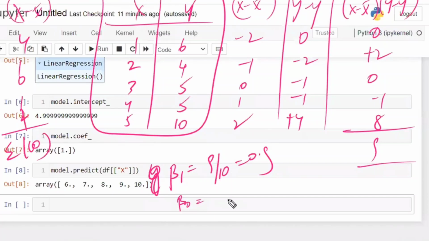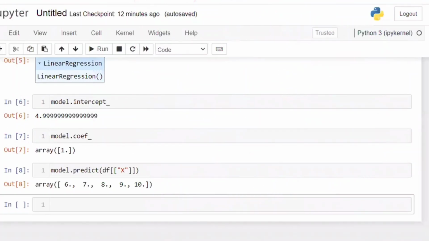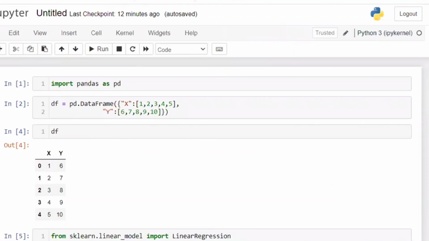And beta naught is equal to y bar minus 0.9 into x bar. Y bar is 6, x bar is 3. That is 6 minus 2.7, which is nothing but 3.3. So 3.3 plus 0.9x is the answer. For doing this, this much time, 1 minute only. Okay. Nothing like that, sorry, it is with respect to more practice.